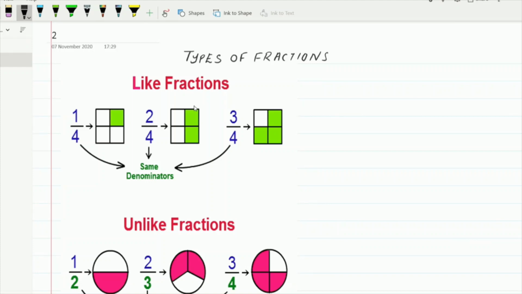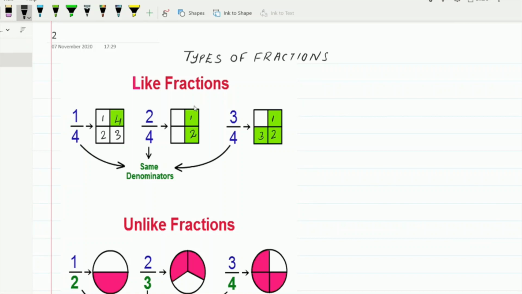That picture is divided into 4 equal parts, 1, 2, 3, 4 equal parts. One part is selected, therefore 1 by 4 is the fraction. The same figure is divided into 4 parts, but the number of parts selected is 2, therefore 2 by 4. And in the third, the same figure is also divided into 4 equal parts, and a total of 3 parts are selected, therefore 3 by 4 is the fraction. So here the figure is the same and it is divided into the same number of equal parts, but the number of parts selected is different.